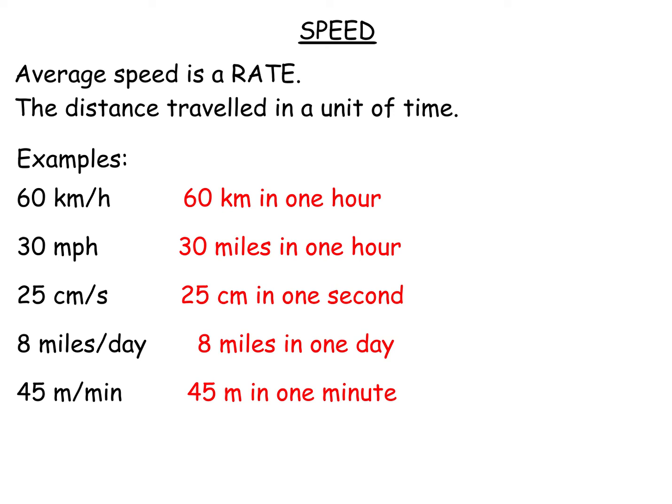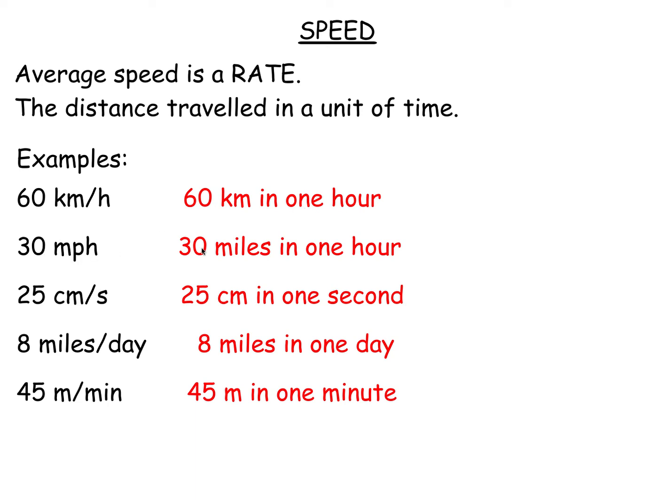This video is looking at speed. Speed is a rate at which you travel. It's a ratio between the distance travelled and the time taken. We usually simplify that ratio down to how far you travel in 1 unit of time. For example, 60 kilometers per hour means you travel 60 kilometers in 1 hour.